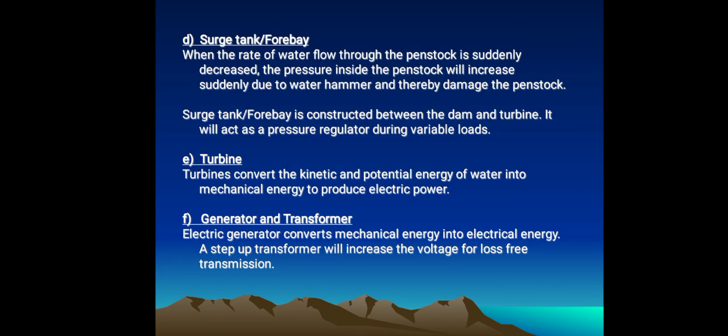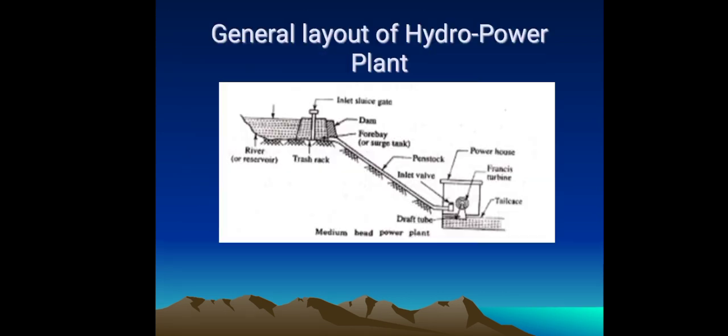Surge tank or forebay. When the rate of flow through the penstock is suddenly decreased, the pressure inside the penstock will increase suddenly due to water hammer and thereby damage the penstock. A surge tank is constructed between the dam and the turbine. It acts as a pressure regulator during variable loads. Turbine. Turbines convert the kinetic and potential energy of water into mechanical energy to produce electric power. Generator. The electric generator converts mechanical energy into electrical energy. A step-up transformer will increase the voltage for loss-free transmission. This is the general layout of the hydropower plant.